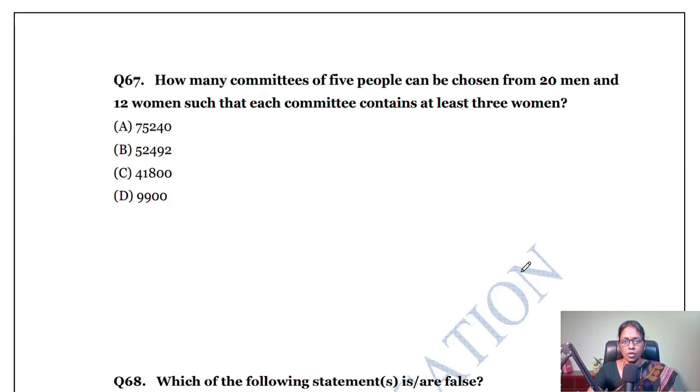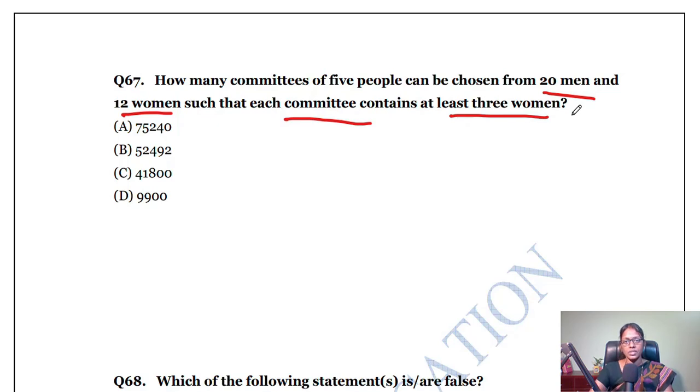The next question is, how many committees of 5 people can be chosen from 20 men and 12 women such that each committee contains at least 3 women. So I have to take 3 women. The woman count is 12, so 12C3. From the 12 women I must take 3 women. So this is one possibility.